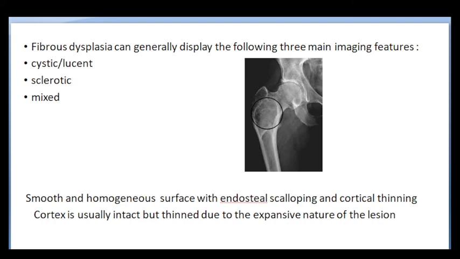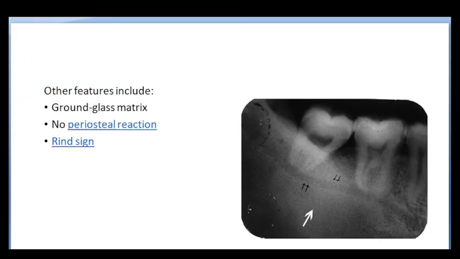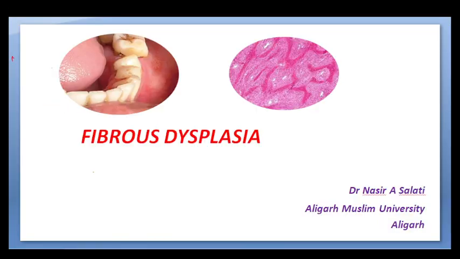A smooth and homogeneous surface with endosteal scalloping and cortical thinning is seen in long bones, and the cortex is usually intact but thin due to the expansile nature of the lesion. Other features include ground glass matrix, absence of periosteal reaction, and rind sign.